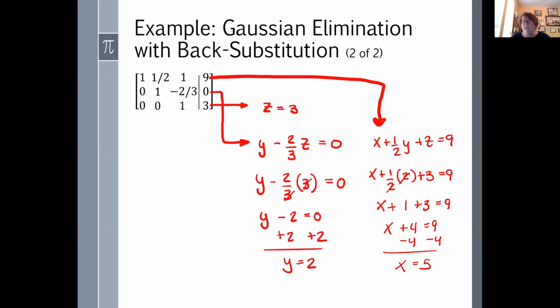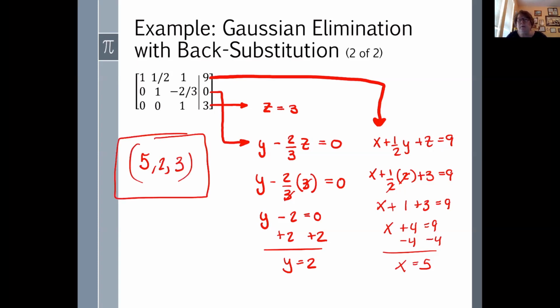So what is the solution to this system of equations? The solution to the system of equations is the ordered triple, x, y, z. So the solution is 5, 2, 3. All right, that was fun. I'm going to show you Gauss-Jordan elimination, and you'll never use Gaussian elimination again.